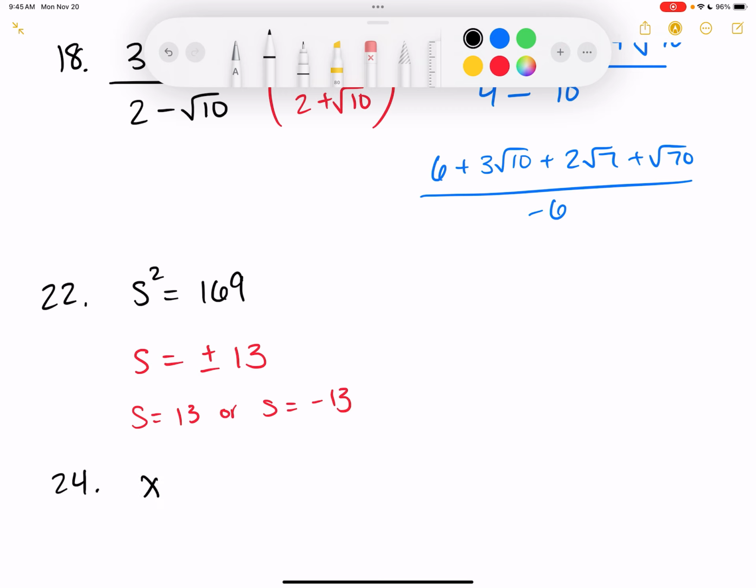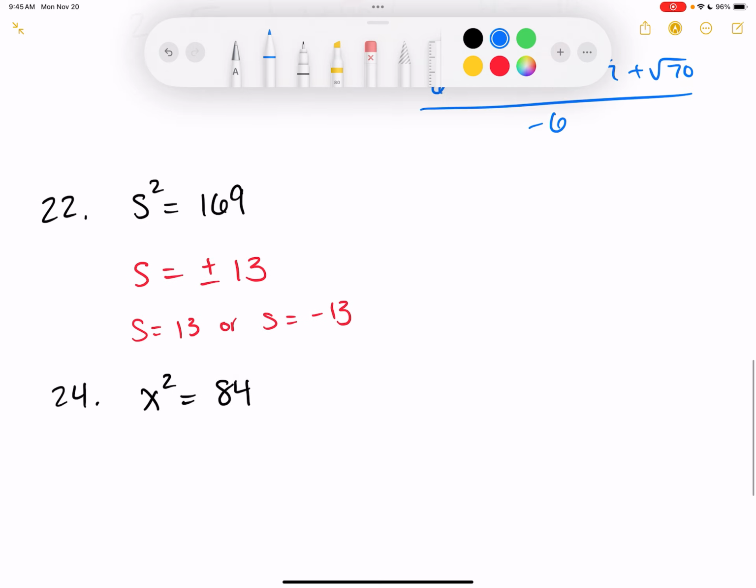24. X squared equals 84. What do I do? I gotta take the square root of both sides, right? So x equals plus or minus the square root of 84. Is 84 a perfect square? No. So I'm gonna see if I can break it down.